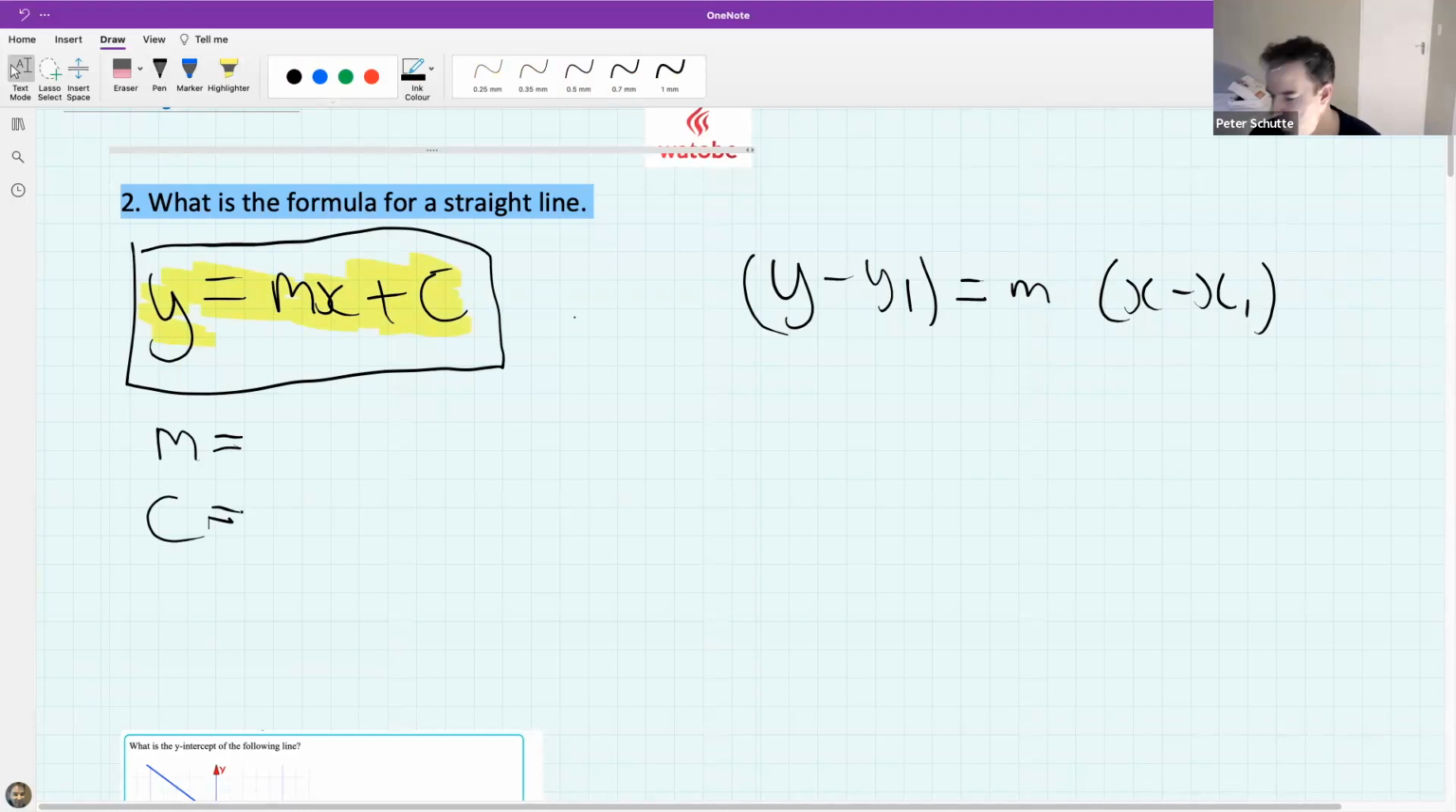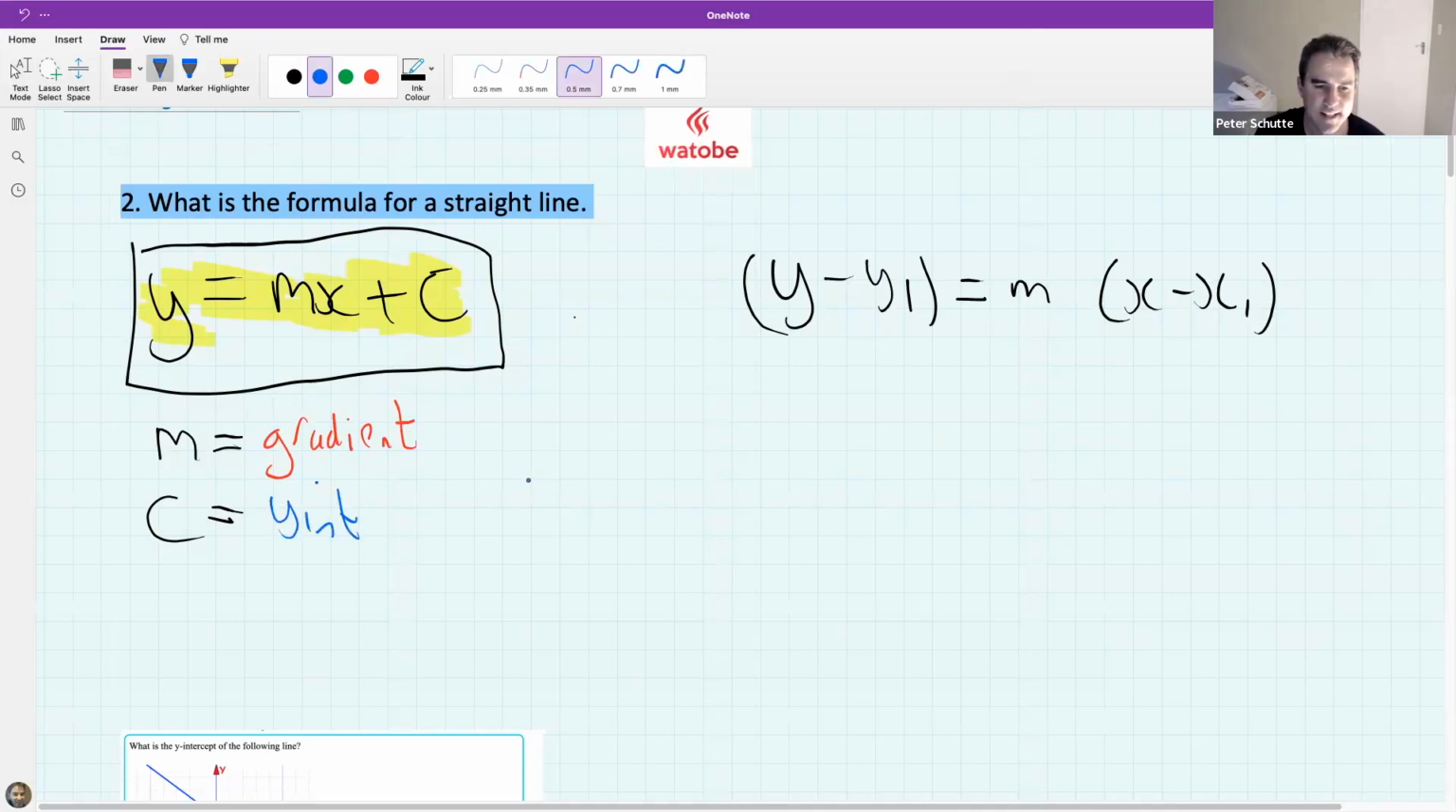So what does the M stand for? What does the C stand for? Who feels like sharing their thoughts? Aha, so it turns out the M, the gradient that we've just been talking about, is in fact the same M in this formula. And then C is the y-intercept, or where a straight line cuts the y-axis, yes.